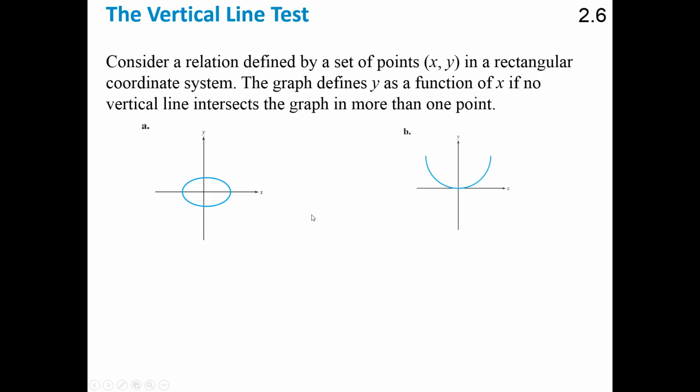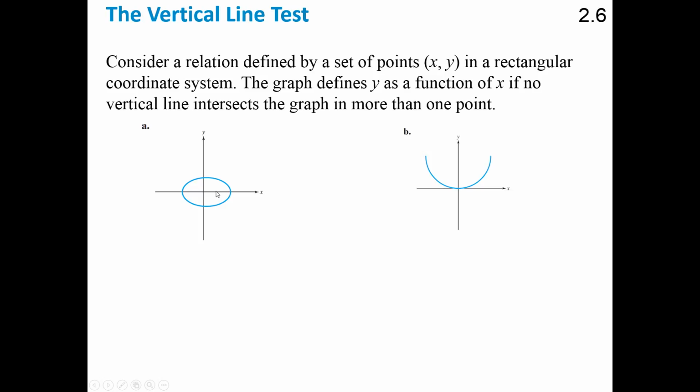Okay, so the vertical line test is used as a way to determine if a graph that you're looking at represents the graph of a function. So there are 2 examples here. This looks like an ellipse, and in this case, if we were to draw a vertical line through the graph, if the vertical line intersected the graph in more than one point, then that would mean that that x value is associated with 2 different y values.